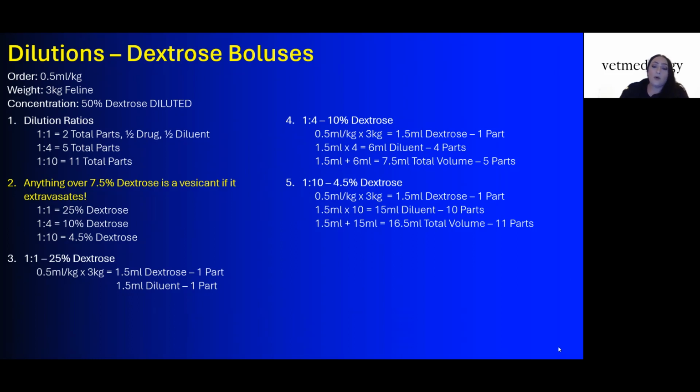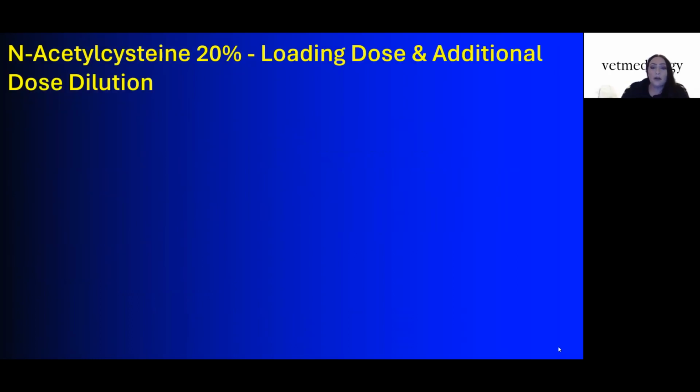1-to-10, 4.5% dextrose, 0.5 mils per kg times 3 kgs equals 1.5 mils dextrose, 1 part. 1.5 mils times 10 equals 15 mils diluent, 10 parts. 1.5 mils plus 15 mils equals 16.5 mils total volume, which is 11 parts.